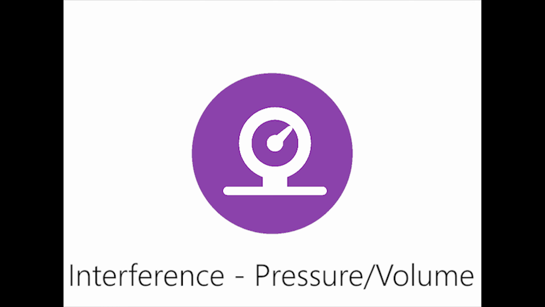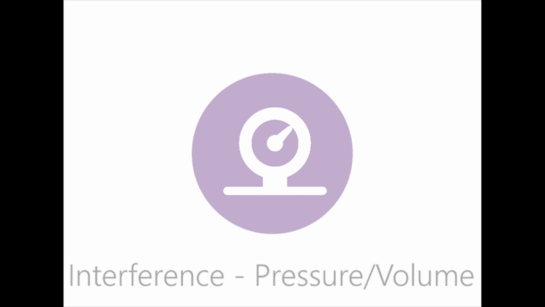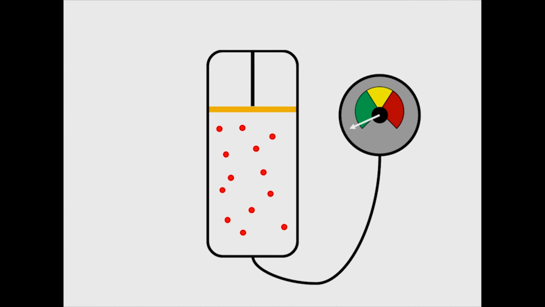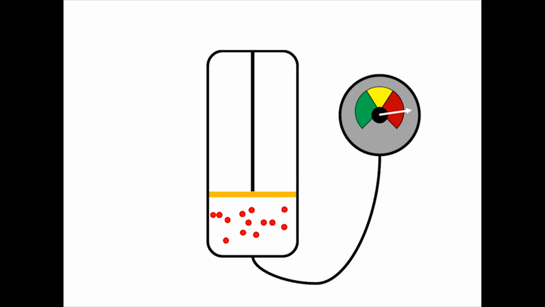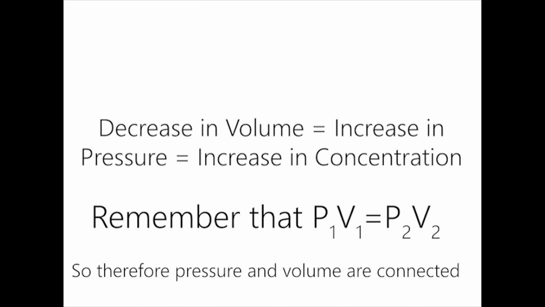Finally, let's look at pressure and volume. To make things easier, it is important to note that a decrease in volume is the same as an increase in pressure, which is the same as an increase in concentration. This is because pressure is caused by the collisions of gas molecules within their container, so if there is less room to move around in, the particles collide with the container more often.